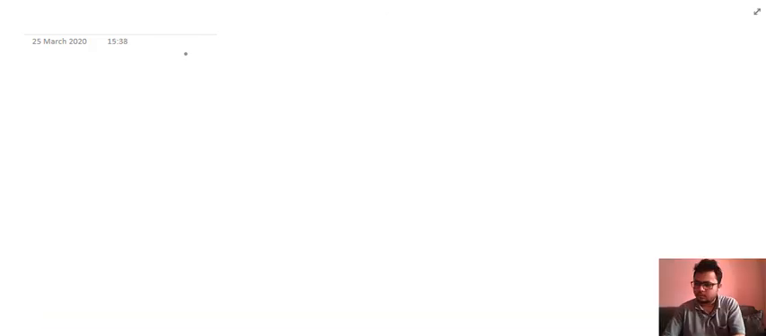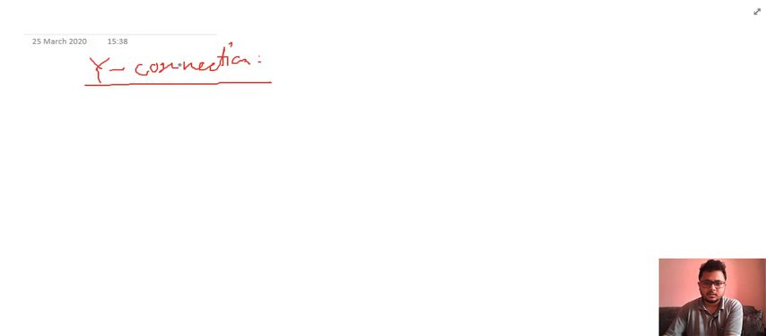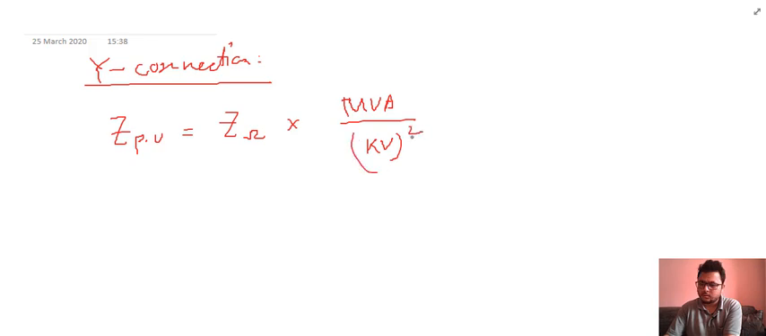Okay, now see, for Y connection, this is star connection, what should be the value? If the connection is star, then Z per unit equal to Z in terms of ohm into MVA divided by kV square.